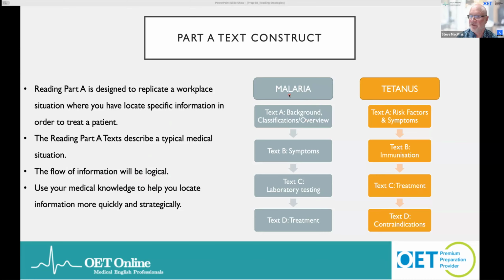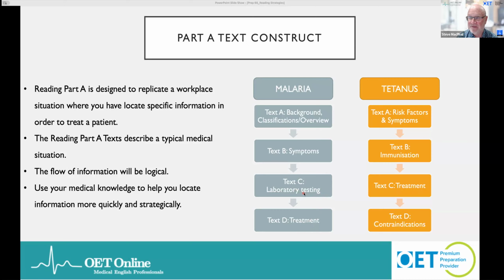So if you have 4 texts on malaria, perhaps text A talks about the background, the classification. It's a bit of an overview of what malaria is, maybe the types of malaria there. Text B might be about the symptoms that patients face. Text C is the assessment, the laboratory, to find out what strain perhaps of malaria it is. And there might be different types of ways to do that. And then text D might be about treatment. That often would involve medication, right? But there may be other conservative measures, right? That's a typical structure, right?